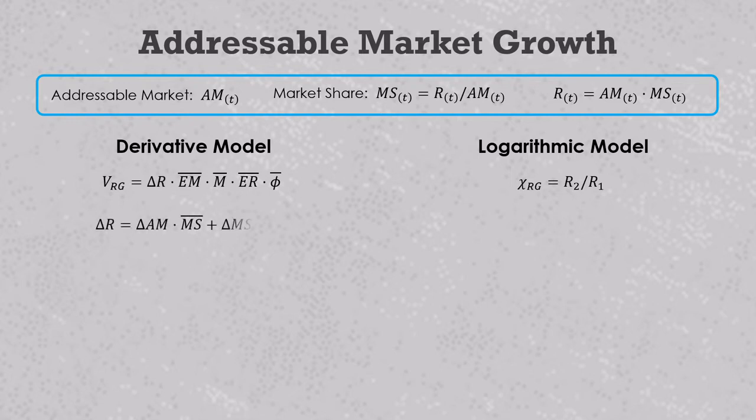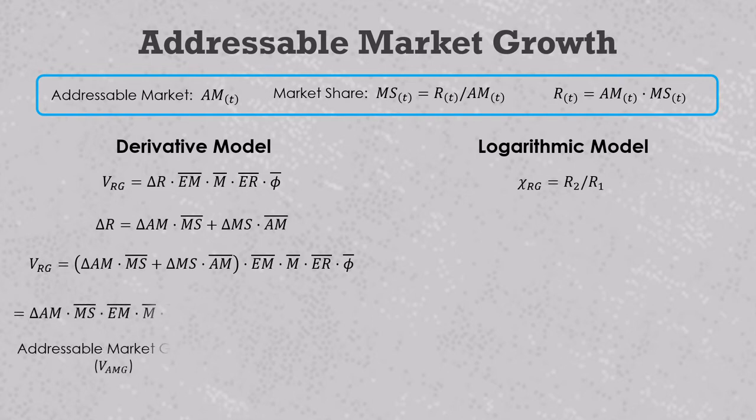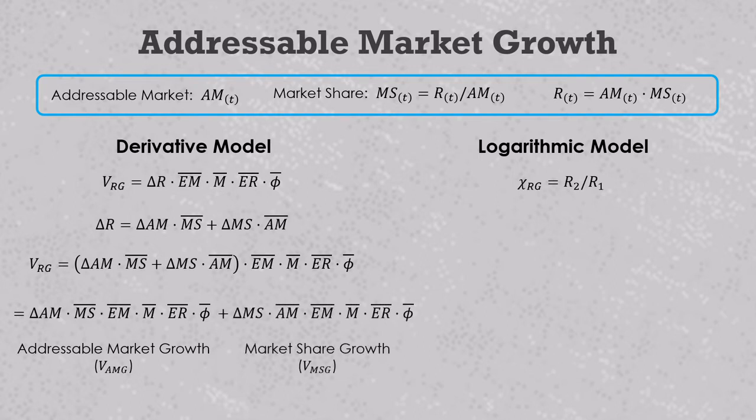We can express delta R as delta AM times the average MS plus delta MS times the average AM. When we plug this into the revenue growth formula, we get two new value drivers. Addressable market growth, representing broader market forces, and market share growth, representing the specific activities of the GP or management team. These two value drivers will always add up to the same number you get from the revenue growth formula you see up top. The logarithmic model also works as expected.